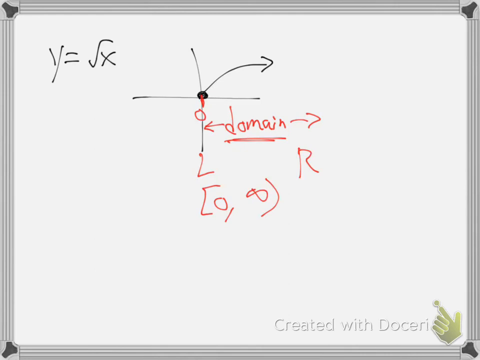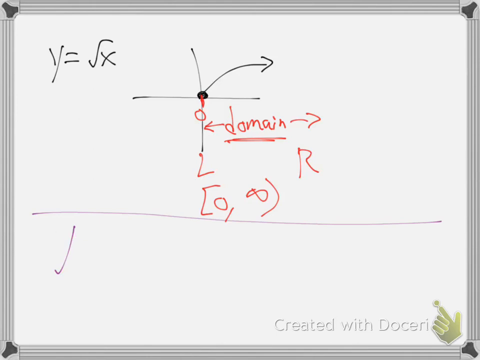Domain is the width of the graph. How far left, how far right does the graph go? So bracket at 0, because we're right on 0 to infinity. That'd be the domain. And square root just starts at the origin. Now, remember when you start putting in numbers, it moves the thing around?